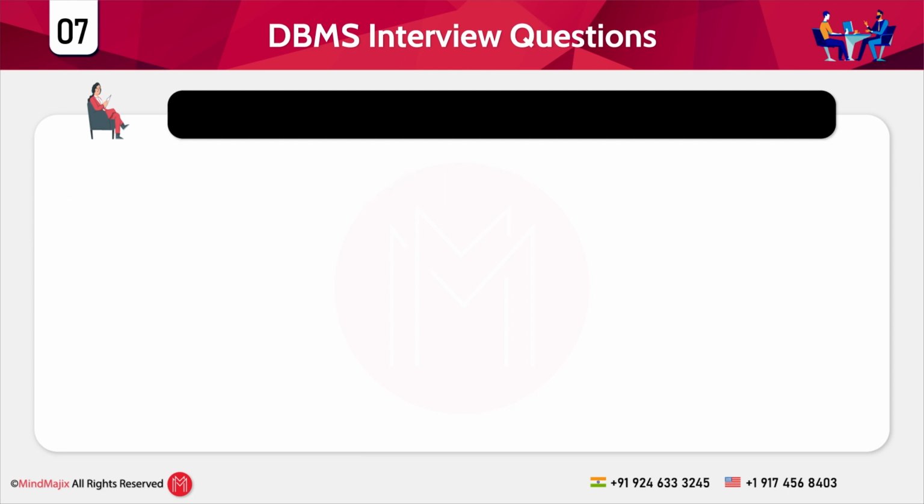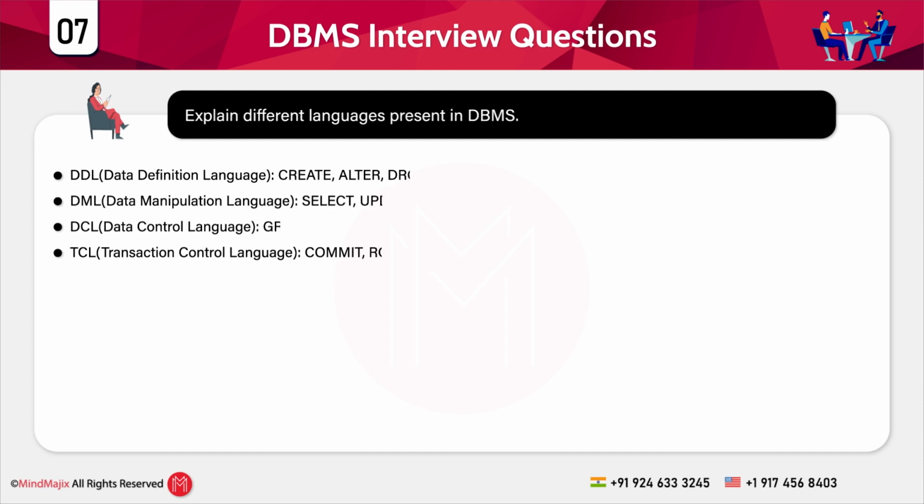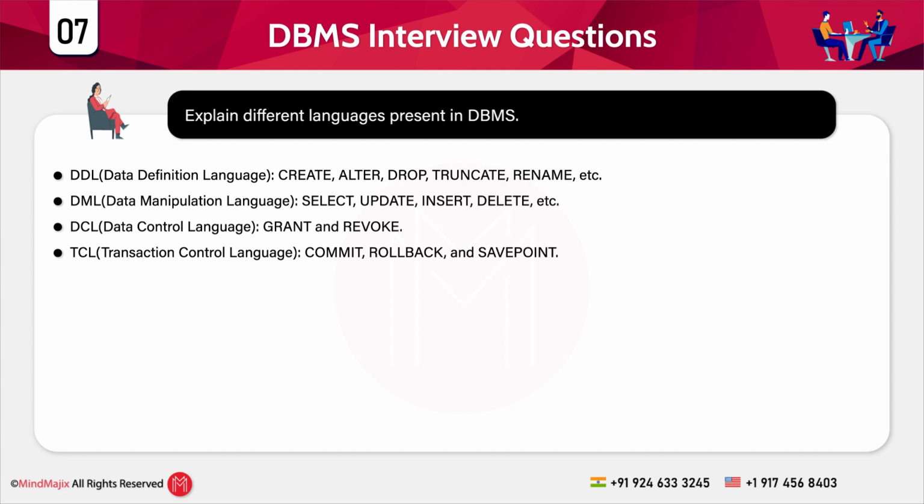The next question is, explain different languages present in DBMS. So guys, as you can see on the screen, these are the 4 types of languages which are available in DBMS. The first one is the DDL, or the data definition language. So it contains the commands which are required to define the database.